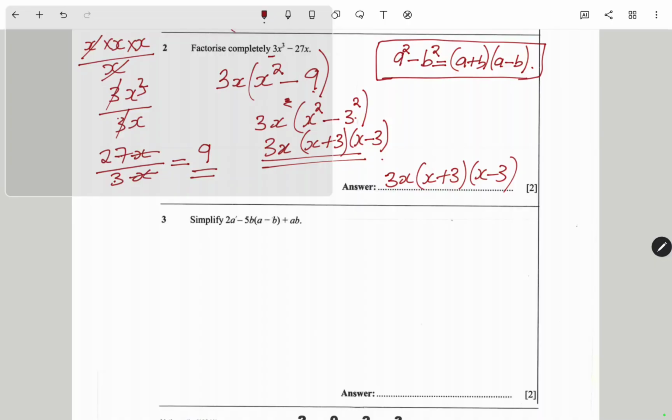I hope you followed. We can now look at question number 3. Remember, in today's class, we're just looking at algebra and indices in paper 1. So we'll be solving just question 1 and 2 of each and every paper that we come across, sometimes even 3. So let's look at 3 here. So here, simplify. So I want to simplify this one.